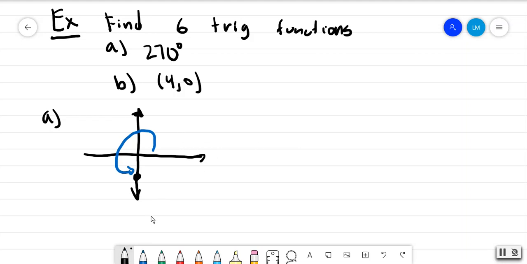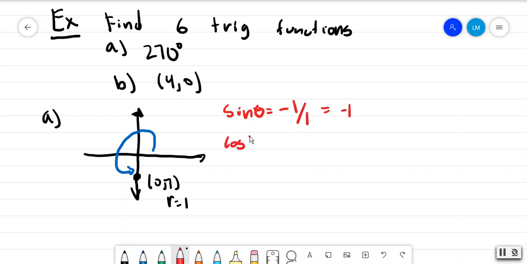So the ordered pair that we'll choose for that one is 0 comma negative 1. And we already know that r is equal to 1. So in this case, sine of theta is going to be negative 1 over 1, which is equal to negative 1. Cosine of theta is going to be 0 over 1, which is 0. And tangent of theta is going to be negative 1 over 0, which is actually undefined.